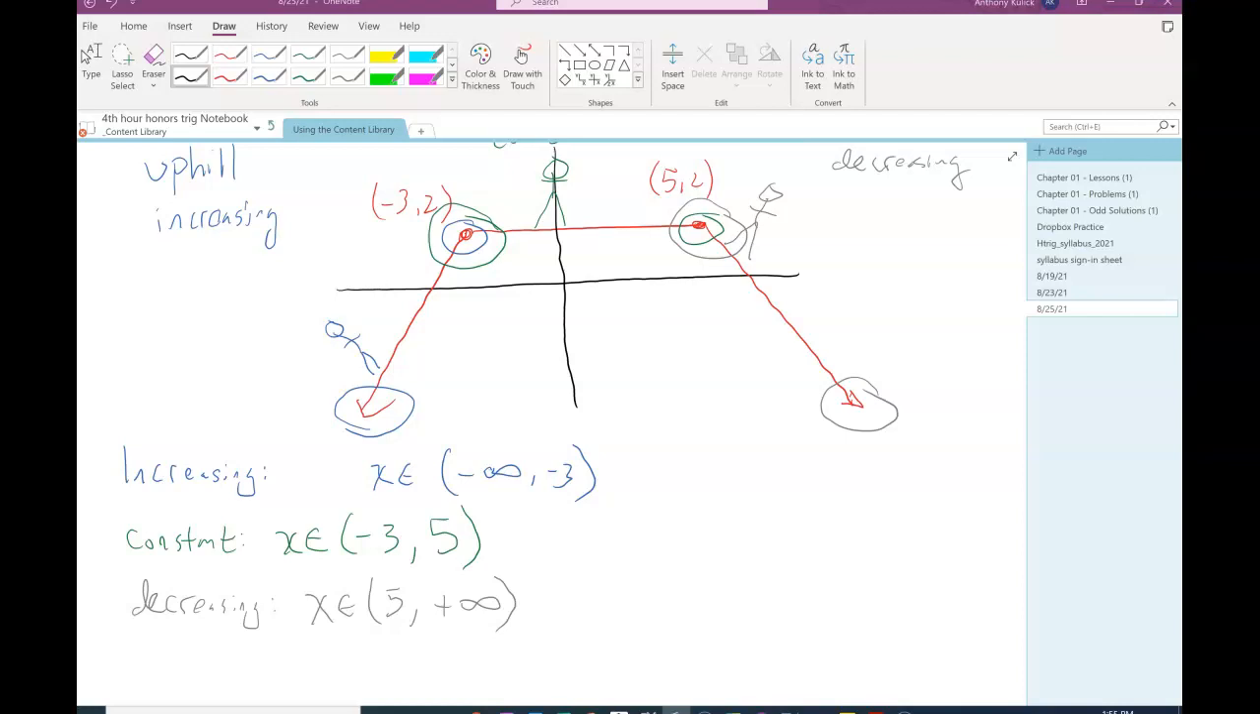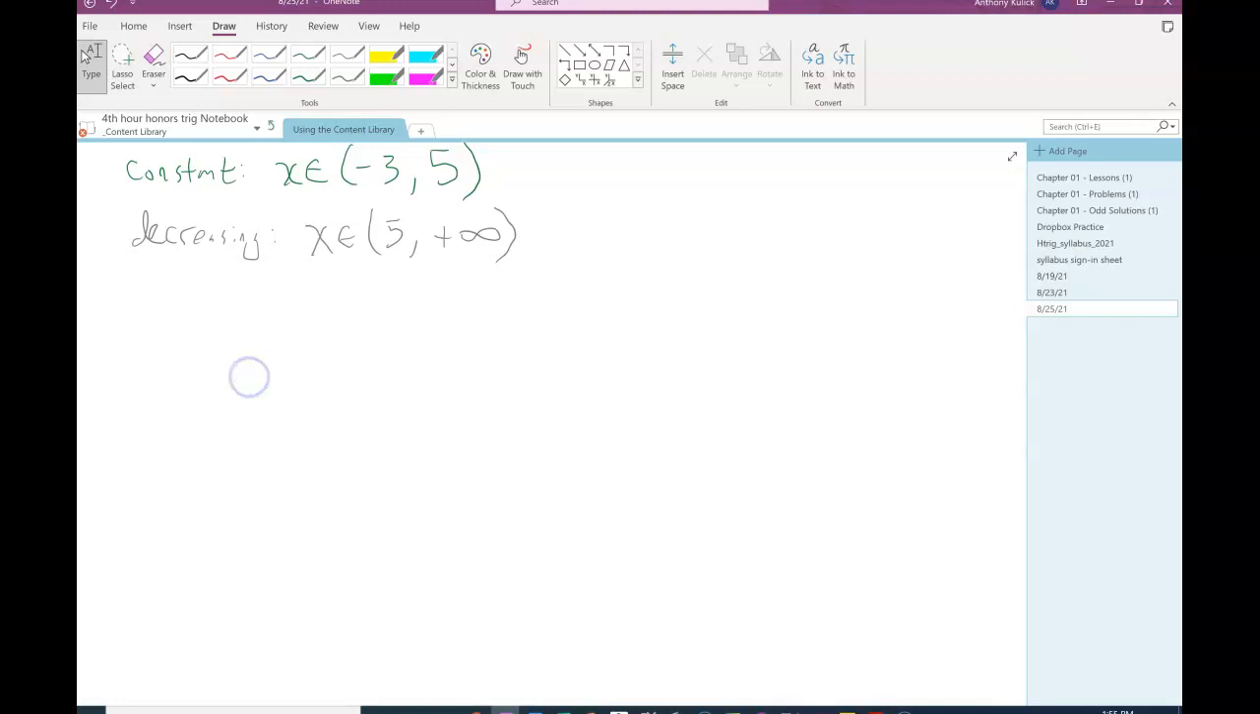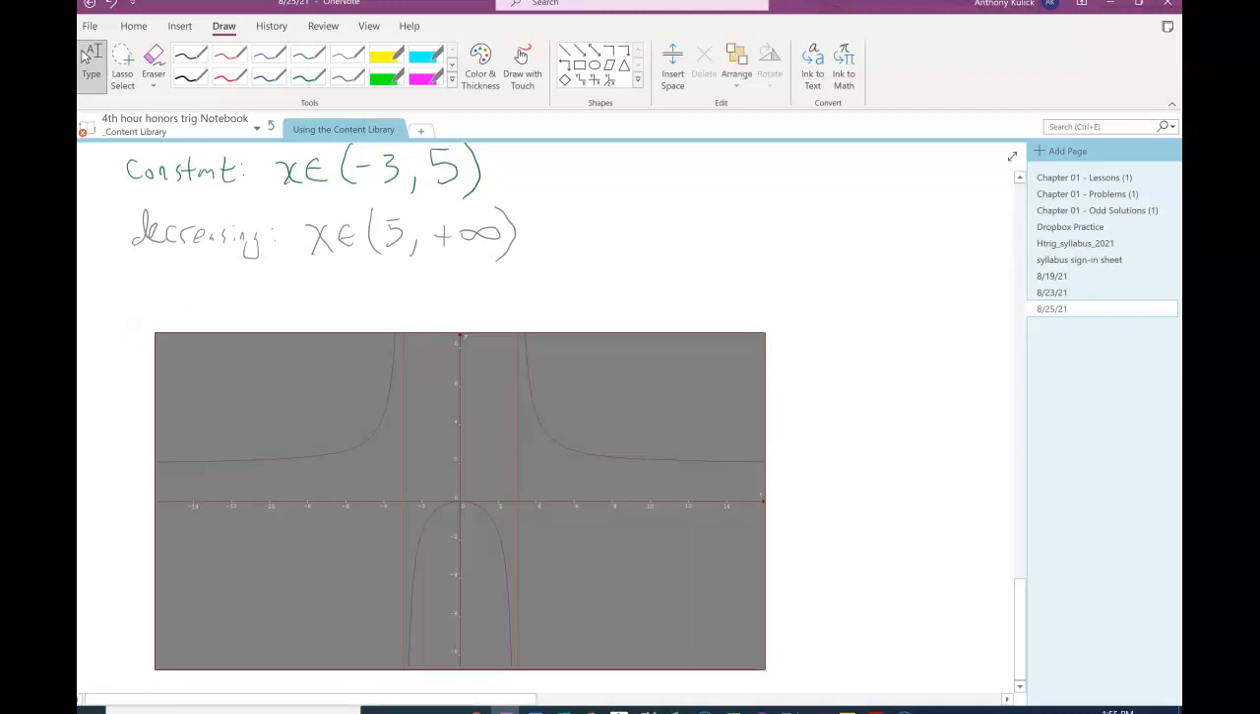What do you guys think? It's not too bad, right? It's nice because it's all just visual. You just look at it and you write down what you see. It's just understanding the notation.